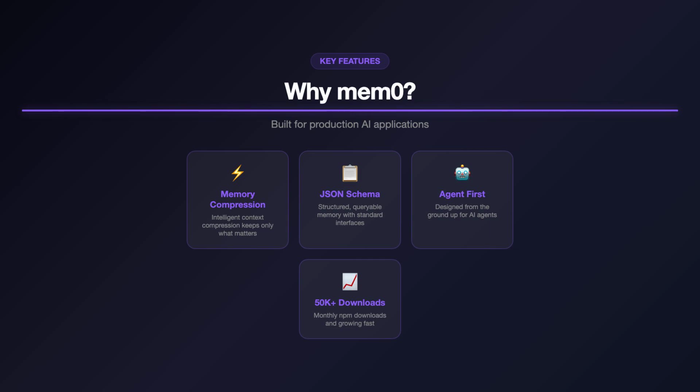Second, the JSON schema-driven design means every memory is structured and queryable. You are not searching through free text. You are running semantic queries against a well-organized knowledge base. Third, the agent-first architecture means mem0 was designed from the ground up for AI workflows, not retrofitted as an afterthought. It understands agents, sessions, and the patterns that make agentic AI actually useful.